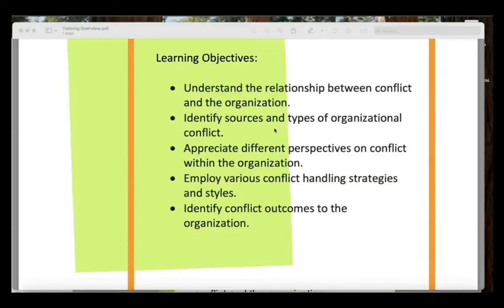So, of course, these are the things that you will be able to understand: the relationship between the conflict and the organization. Then we are going to understand and identify sources and types of organizational conflicts that are there. Then different perspectives and conflict within the organization, how to approach towards that. So these are some learning objectives that we are going to go through in this course.